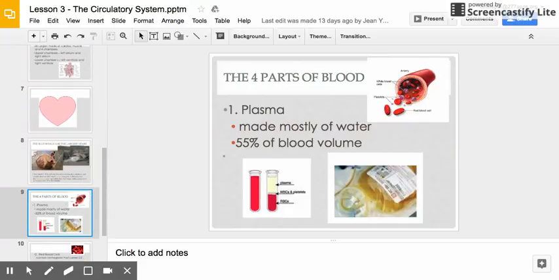There are 4 parts to your blood. Plasma is the liquid part of blood. It's mostly water, and it makes up about 55% of blood volume. If you put blood through a centrifuge, it would separate into different layers based on density, and plasma would be on top because it's the least dense. Then white blood cells and platelets, those are cell fragments, would be in the middle. That's a smaller portion of your blood. And red blood cells are densest. They would sink to the bottom. You can see here the plasma in this bag, it has kind of a yellow color to it.